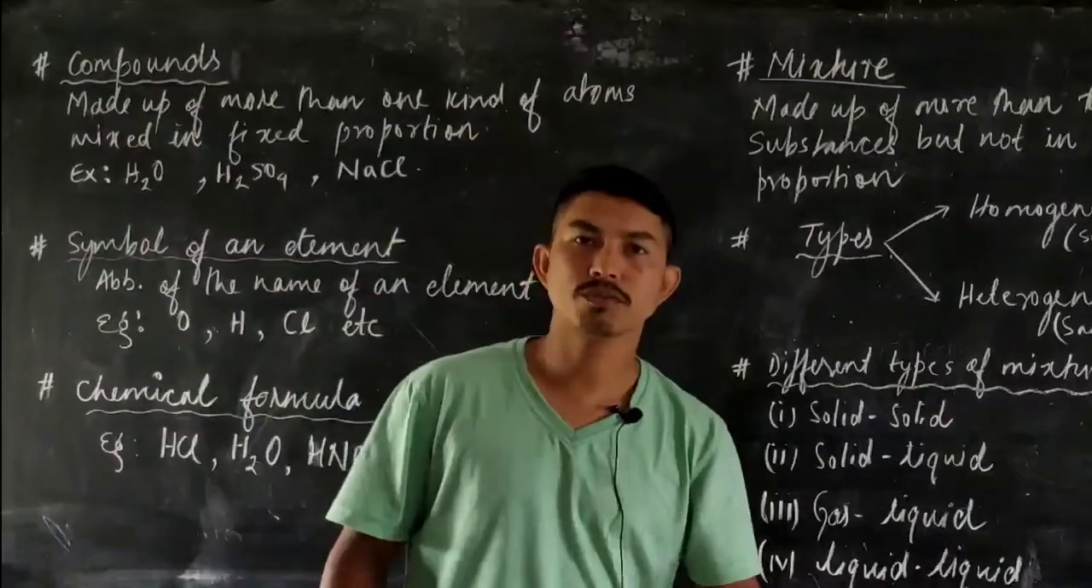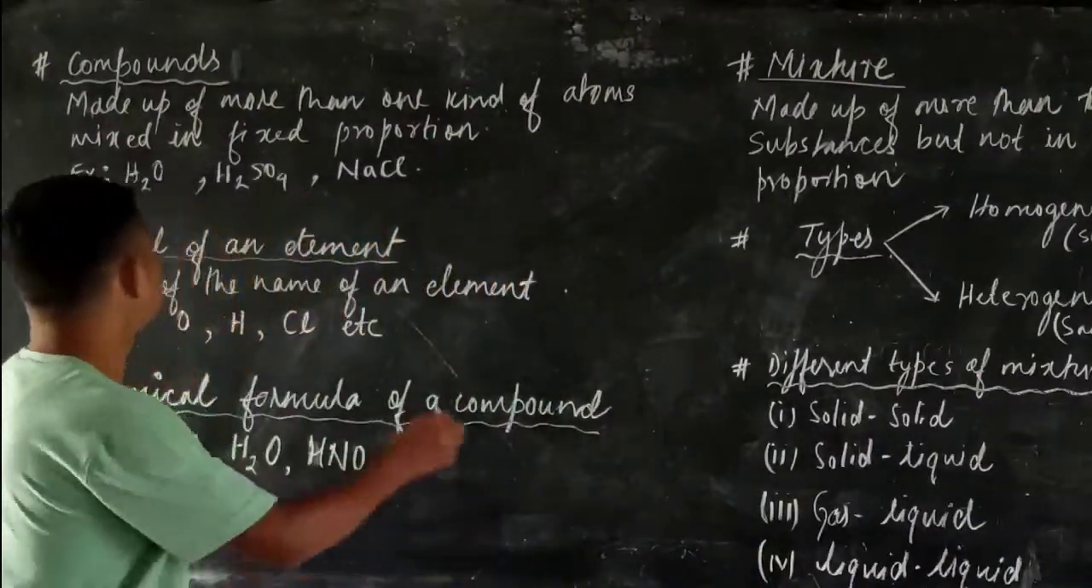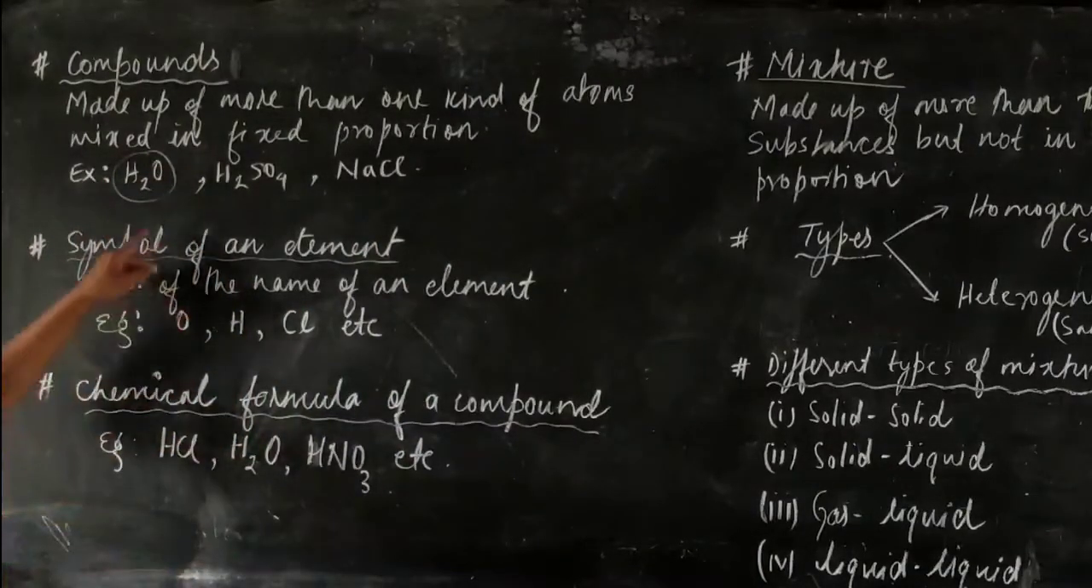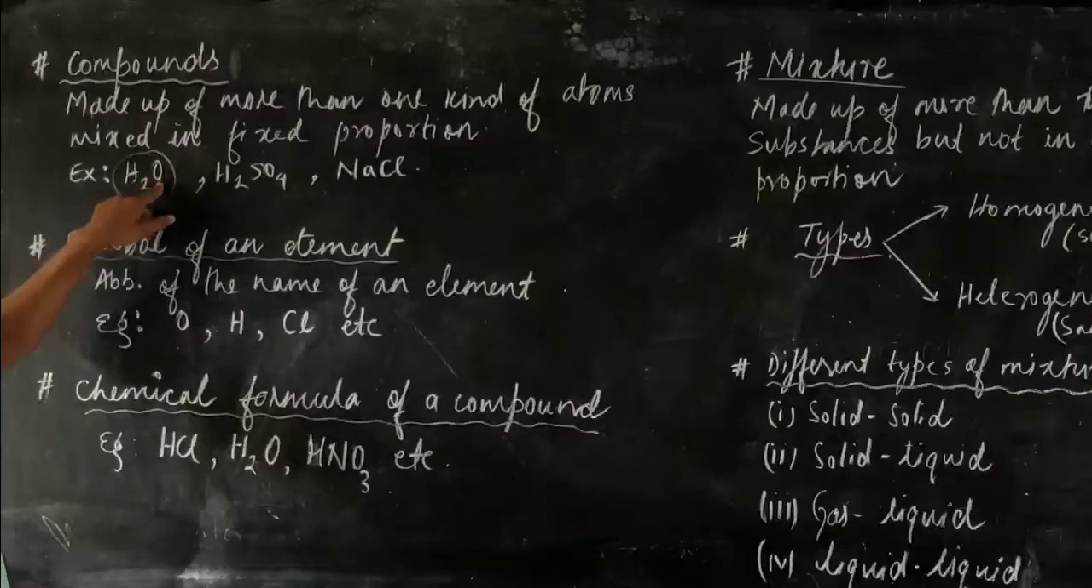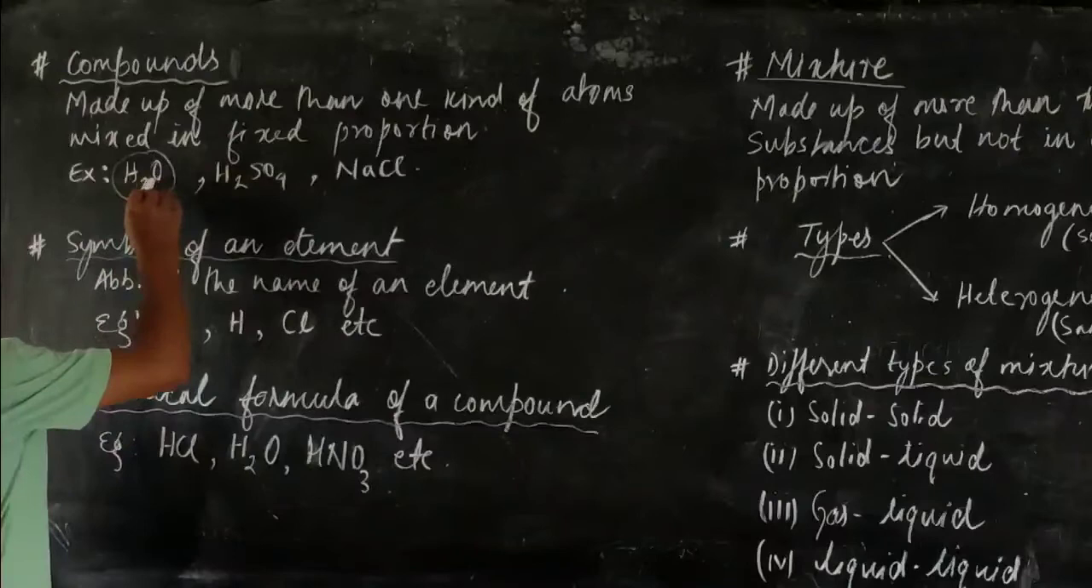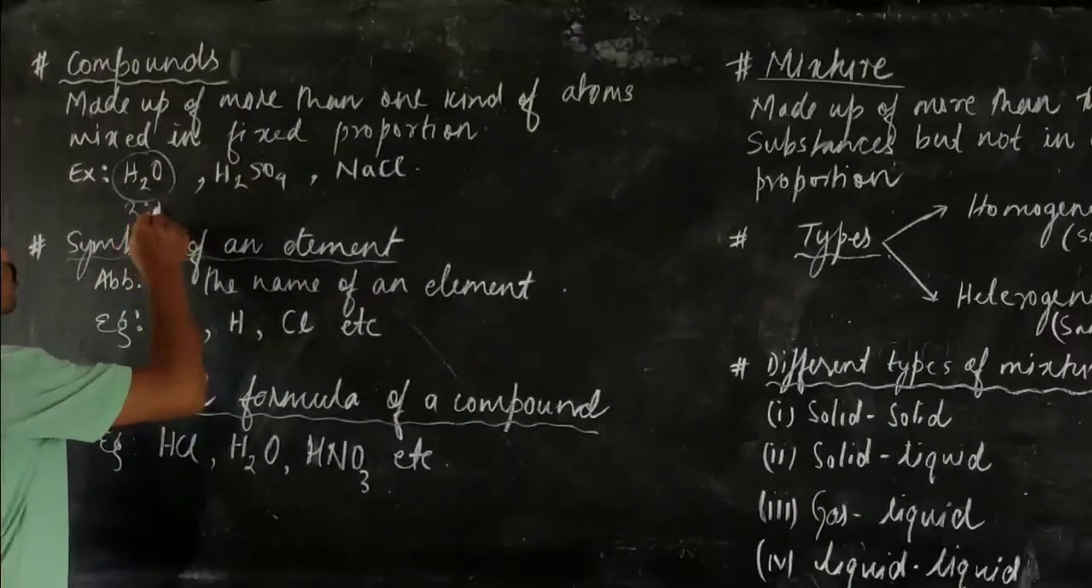So what does fixed proportion mean? For example, one molecule of water always consists of two atoms of hydrogen and one atom of oxygen. That means the ratio of hydrogen to oxygen atoms is 2:1.